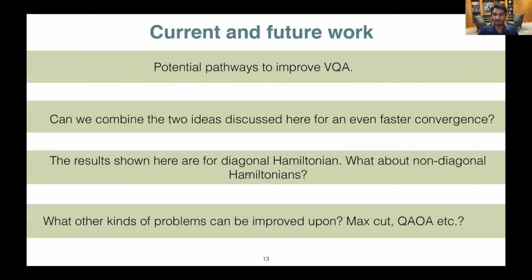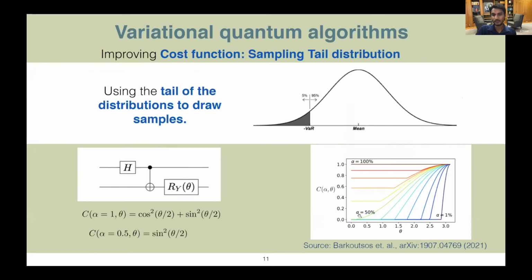Just like in the previous example, here for alpha equal to 50%, for different values of theta, C alpha theta was different, from 0 all the way up to 1. But for alpha equal to 100%, the cost function was constant. So all values of theta would give you the same cost function. However, for example, theta equal to 0 would give you cost function 0 here. So by looking at the partial distribution, you would be able to explore the space of the parameter which is missed by the whole distribution, like by looking at alpha equal to 100%.